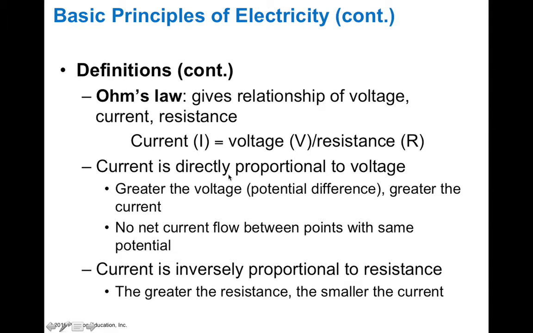Now, current is directly proportional to voltage, so the greater the voltage, the greater the current. And if there's no net current flow between 2 points with the same potential, then we say that voltage is zero, so that there is actually no current. So you've got to have a potential difference in order for current to exist, and these are proportional. However, current is also inversely proportional to resistance. So it means they vary in opposite directions. If you increase resistance, you decrease current.